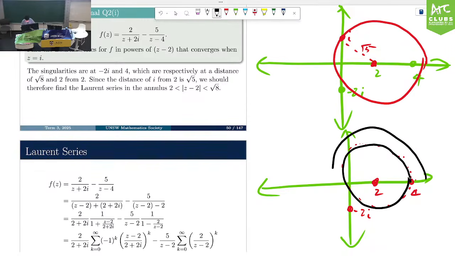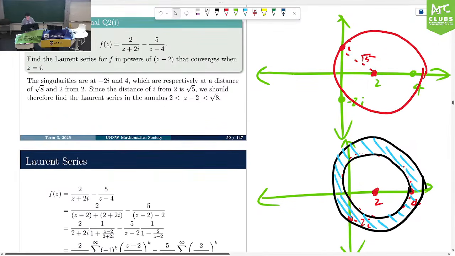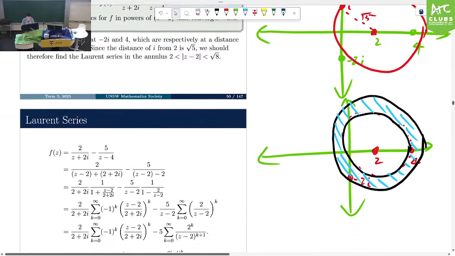So this annular string over here. Basically, once that passes the annular string, in which the inner circle passes through 4 and the outer circle passes through minus 2i, we can see that there's a Laurent series here because the function is analytic in this annular string.